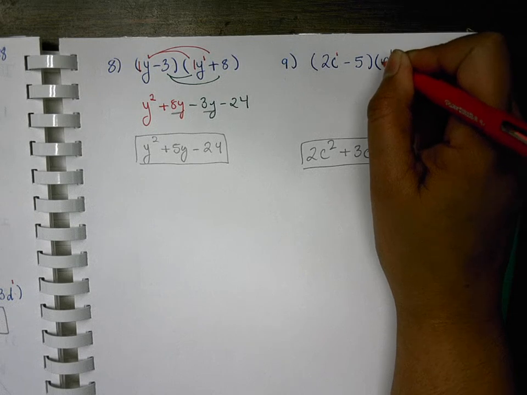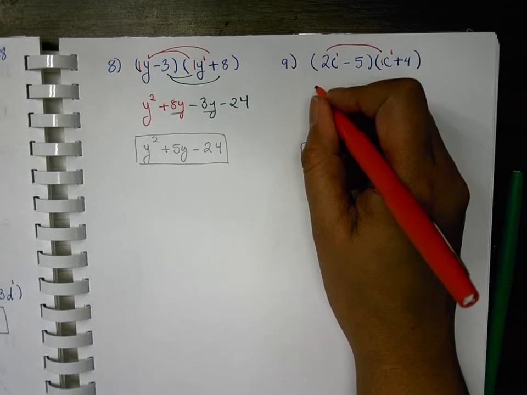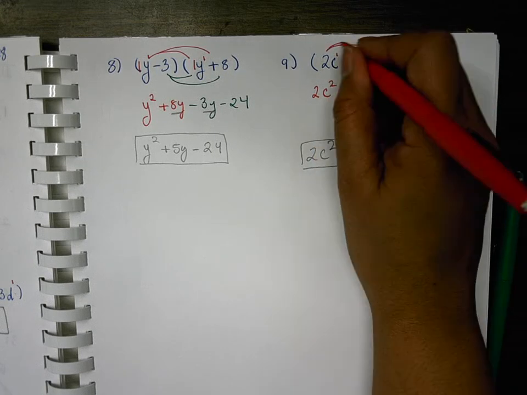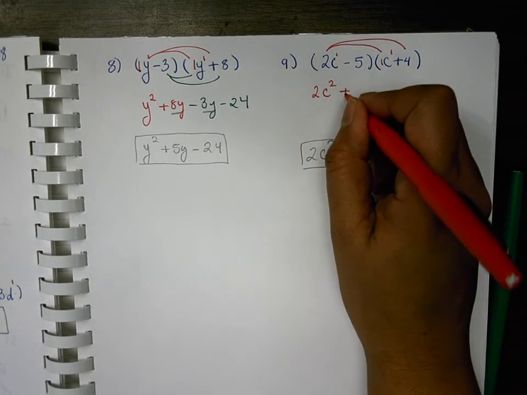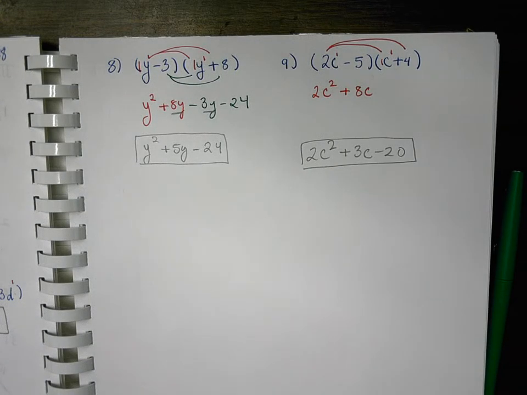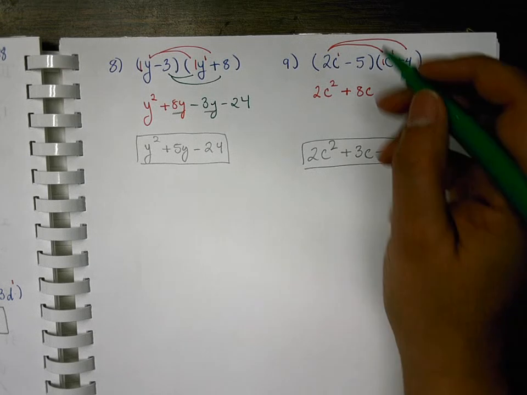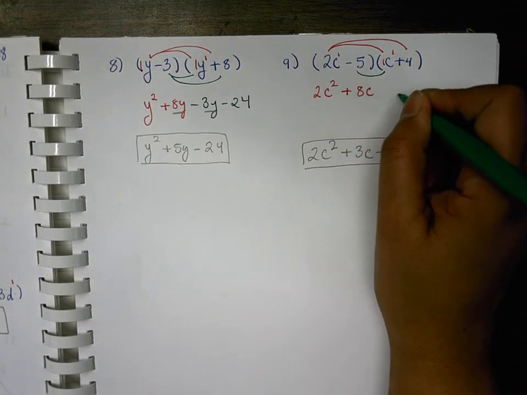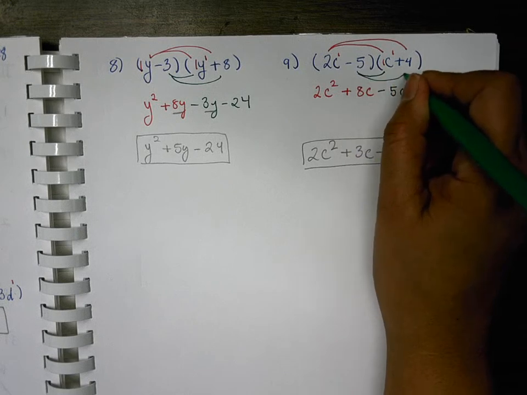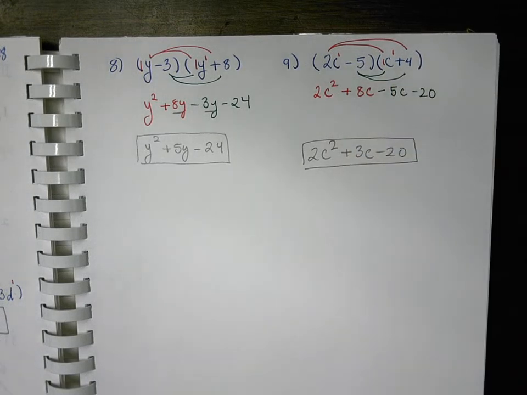Okay, 2c, there's a 1 there and a 1 there and a 1 there. What's 2c times 2c? 2c to the second. 2c times positive 4 is 8c. Am I done with the whole problem? Nope. And then I distribute 5 or negative 5? Negative 5 times 1c is negative 5c, and negative 5 times 4 is negative 20.